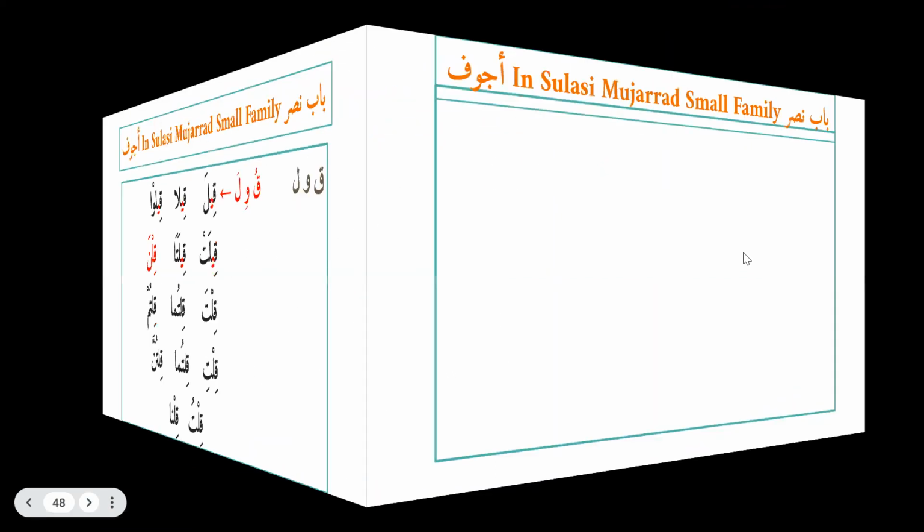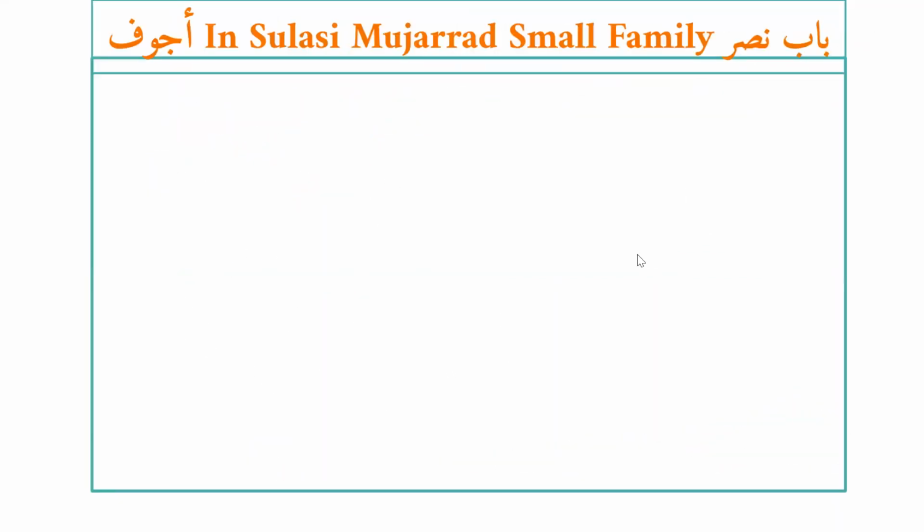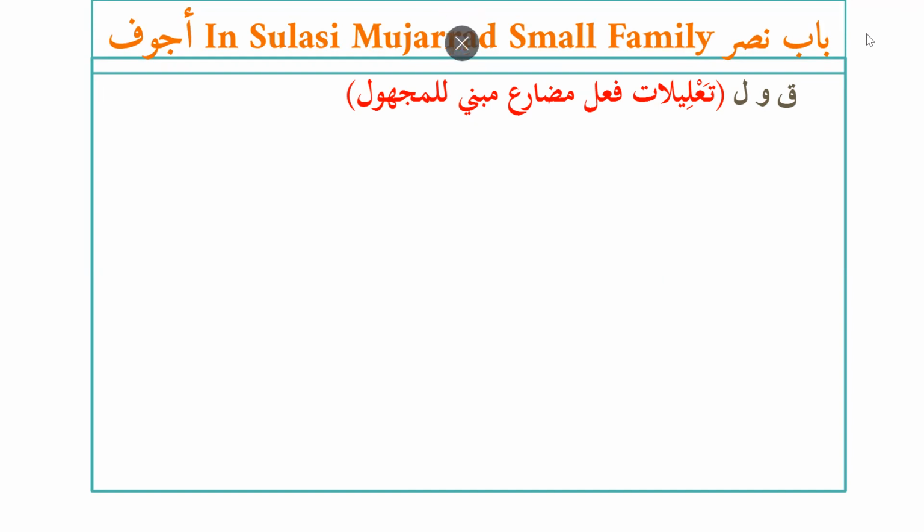And now we are moving on to fi'l mudari mabni lil majhul. So all these changes that we are doing are termed as ta'lilat. The changes that we need to do because of this weak letter in the middle, because of the Ajwaf irregularity, are known as ta'lilat.